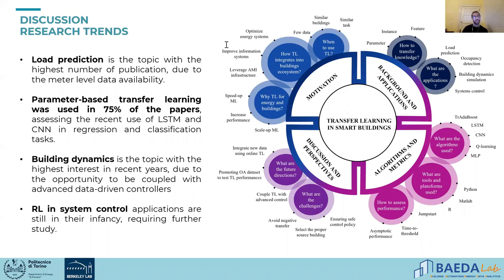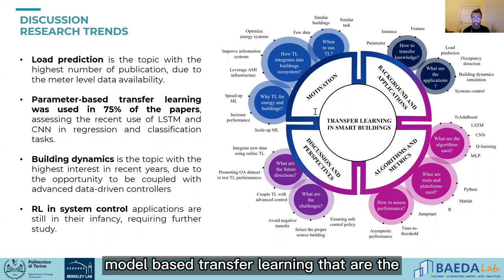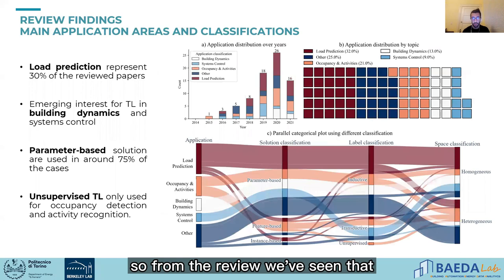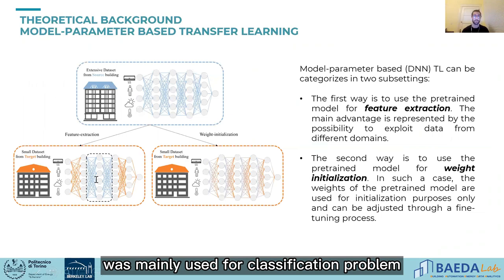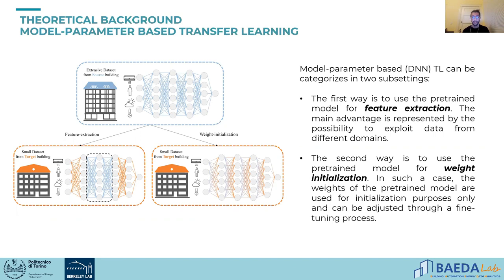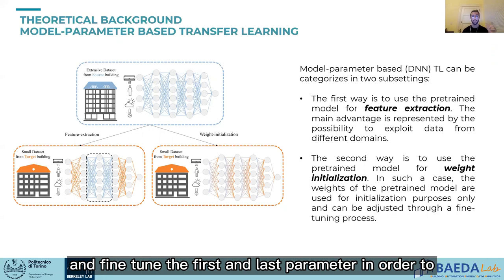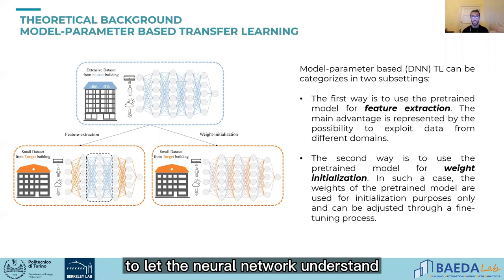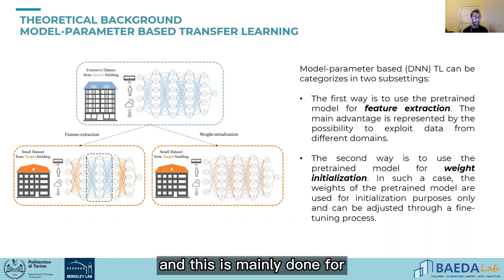So basically, there are two main subfields of model-based transfer learning: feature extraction and weight initialization. From the review, we have seen that feature extraction was mainly used for classification problems. This is because it is easy to leverage a big data set such as ImageNet or already built deep neural networks such as AlexNet. You can just freeze the parameters and fine tune the first and last parameters in order to let the neural network understand the relation with your specific data set. And this is mainly done for classification purposes.